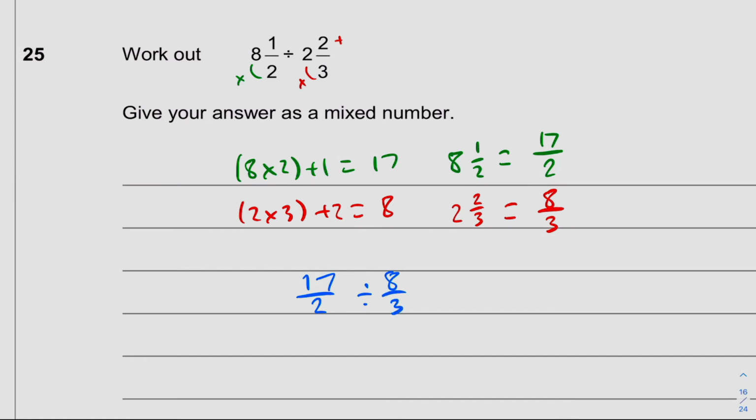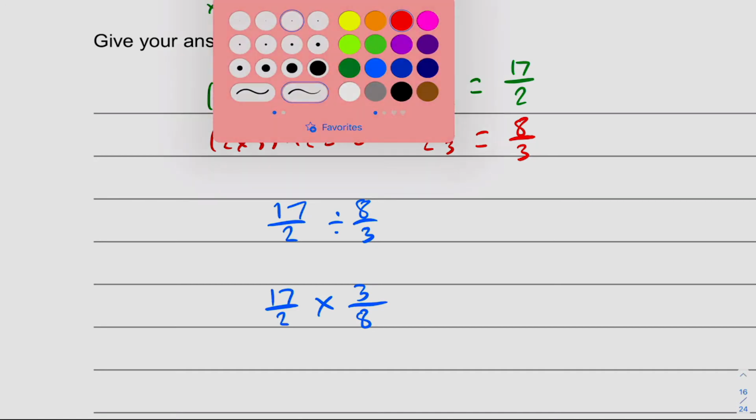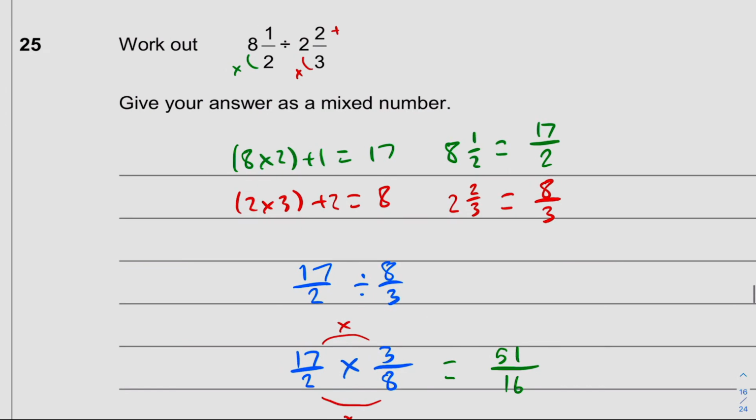So when we've got two fractions that are being divided by each other, what we do is we keep the first one the same, 17 over 2 stays the same. We then change the sign to a multiply and we flip the second fraction, so this becomes 3 over 8. And then when we have two fractions multiplied by each other, all we have to do, very simply, is multiply the two numerators and two denominators together. So when we do that, we are left with 51 on the top over 16, and it wants us to give our answer as a mixed number.